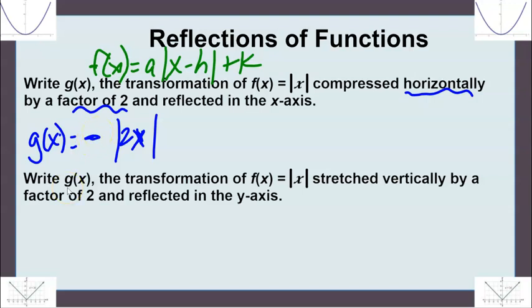Next one, write g of x, the transformation of f of x equaling the absolute value of x stretched vertically by a factor of 2 and reflected in the y-axis. So again, I have g of x. It's a stretch vertically, so that means the a is on the outside. My a again is 2. We're going to have an x on the inside, and this is reflected in the y-axis. So it's reflected across the y-axis. So that means it's affecting our x. So it means I have a negative on the inside.